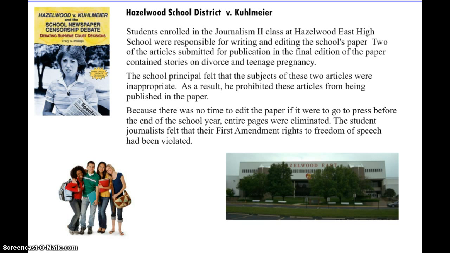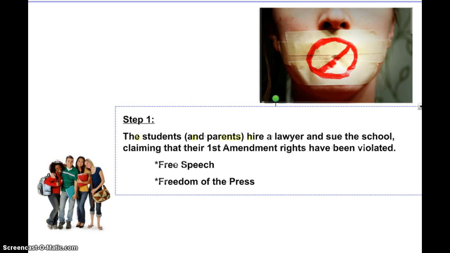The kids felt that this was unfair. They felt that their First Amendment rights to freedom of speech and freedom of the press had been violated. So this is the basic case. The kids thought that the principal shouldn't have taken their stories out. He violated their First Amendment rights. The principal said, no, I'm the principal, I can do that. And there we have our disagreement.